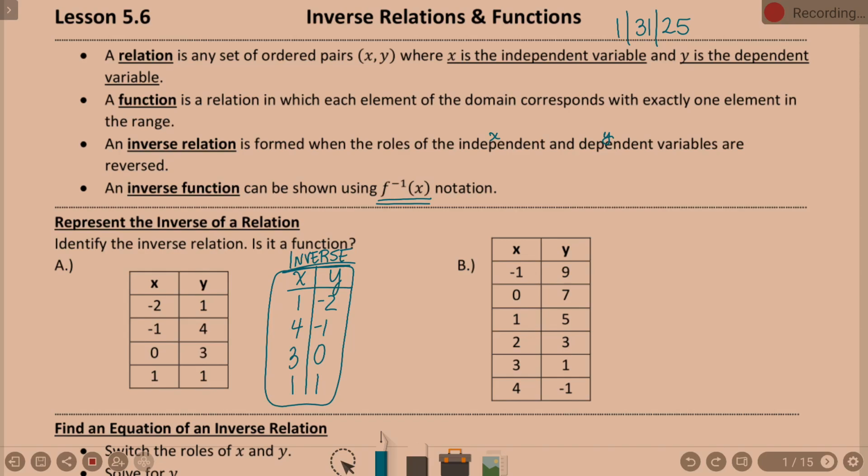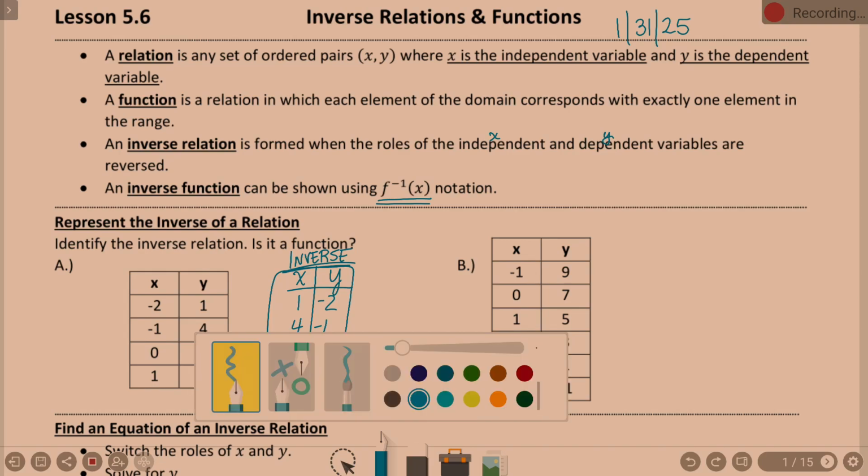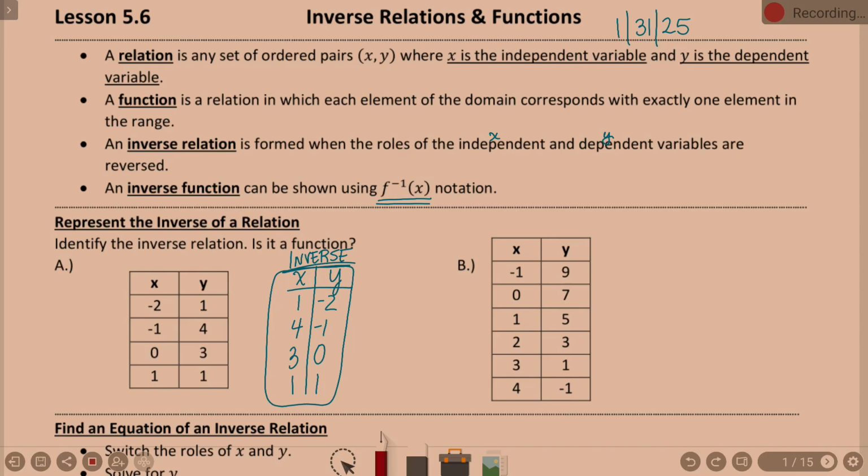As I said, in Savvas, they have you list ordered pairs, so use parentheses and then put a comma between each parenthesis. Now, the other thing they ask is, is it a function? When we talk about whether or not something is a function, we ask, does each x value correspond with exactly one y value? A function is a relation in which each element of the domain corresponds with exactly one element in the range.